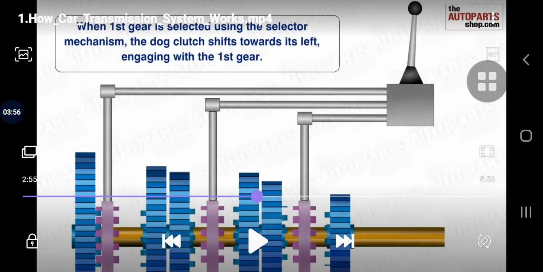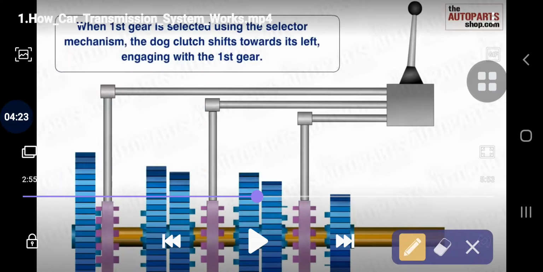So we are using the gearbox for various torque as well as various speed. In first gear we will get maximum torque and minimum speed. If you want maximum torque, the output gear must be big and the input gear must be small. Here the big gear is the first gear.